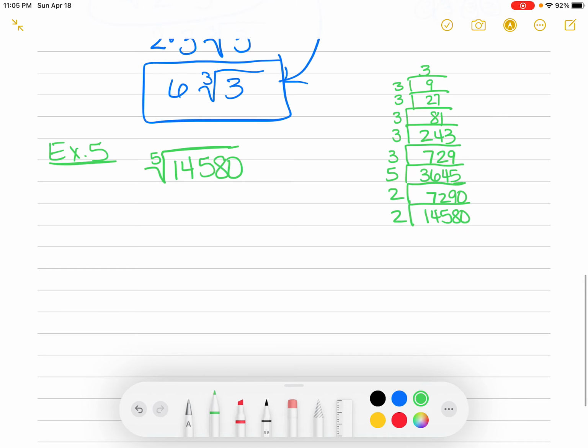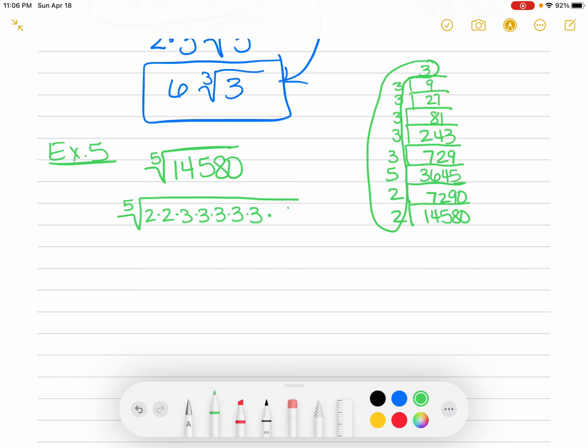So I have all of these numbers, including that 3 at the top. Don't leave that one out. So I'm going to write them all out first, and I'm going to put them in order. 2 times 2 times, how many 3s do I have? 5. 1, 2, 3, 4, 5. And then I have the 5, which was right here, right?